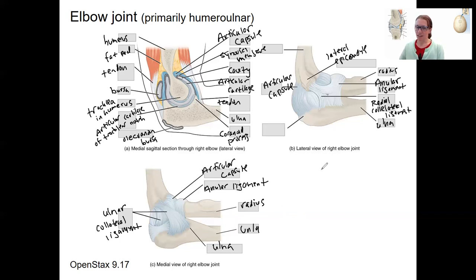Okay, this is then a hinge joint. Primarily humeral ulnar is what we're talking about. So where the humerus and ulna meet. There is a humeral radial joint as well that acts with that. We're going to talk about them kind of together because it's that hinge movement. The movement of supination and pronation is a different joint that's outside of what we're talking about here.